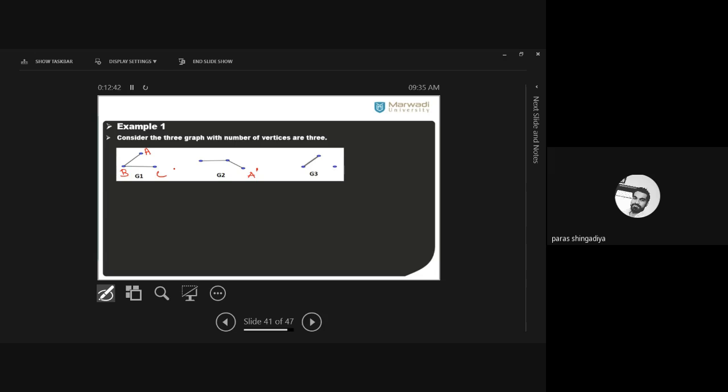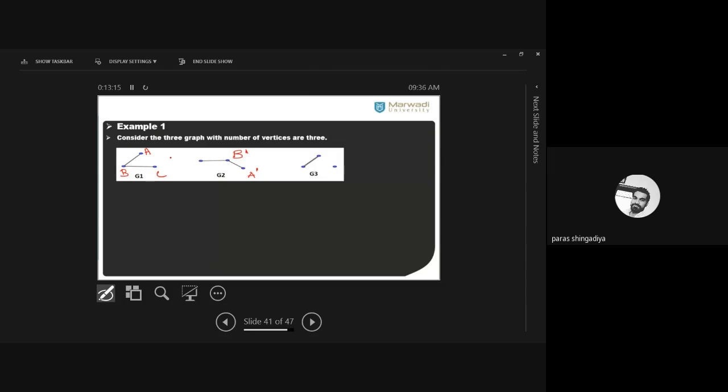Now A is adjacent with B in G1, whose degree is 2. What is the degree of B? It is 2. So find such a vertex in the second graph which should be adjacent with A dash and whose degree should be 2. Then we can say this is the image of B. Here one vertex exists in the second graph whose degree is 2. We can say it is the image of B. Clear? And B is connected with C in the first graph, whose degree is 1.